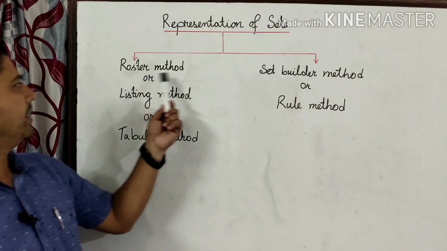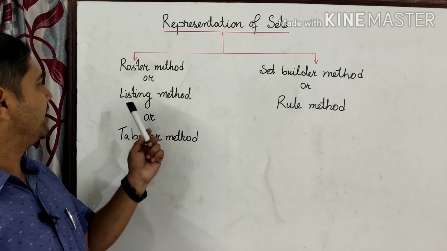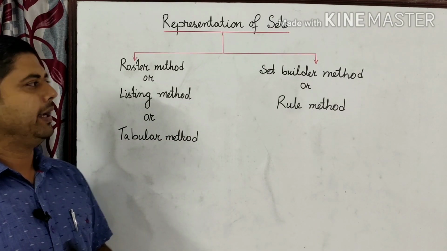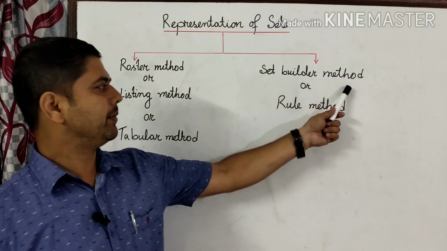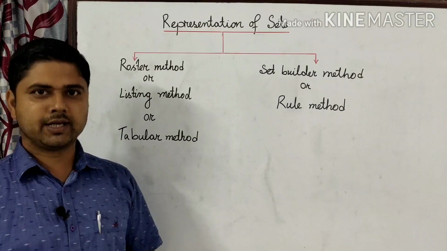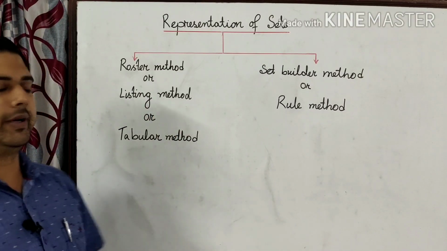First one is what? Roster method, also known as listing method or tabular method. And another is the set builder method, or rule method. Now initially I am going to discuss this one, the roster method.